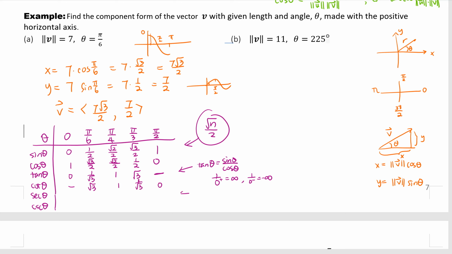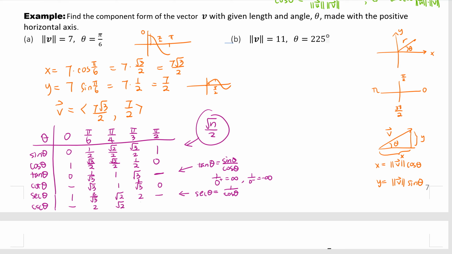Okay, and then how to figure out secant? Well, secant theta is 1 over cosine theta. I hope you are familiar with those trig identities. So let's look at cosine. Cosine is this guy. 1 over 1 gives us 1. 1 over root 3 over 2 is 2 over root 3. 1 over that is root 2. 1 over that is 2. 1 over 0 is undefined. And then cosecant is the same values but in the reverse order.